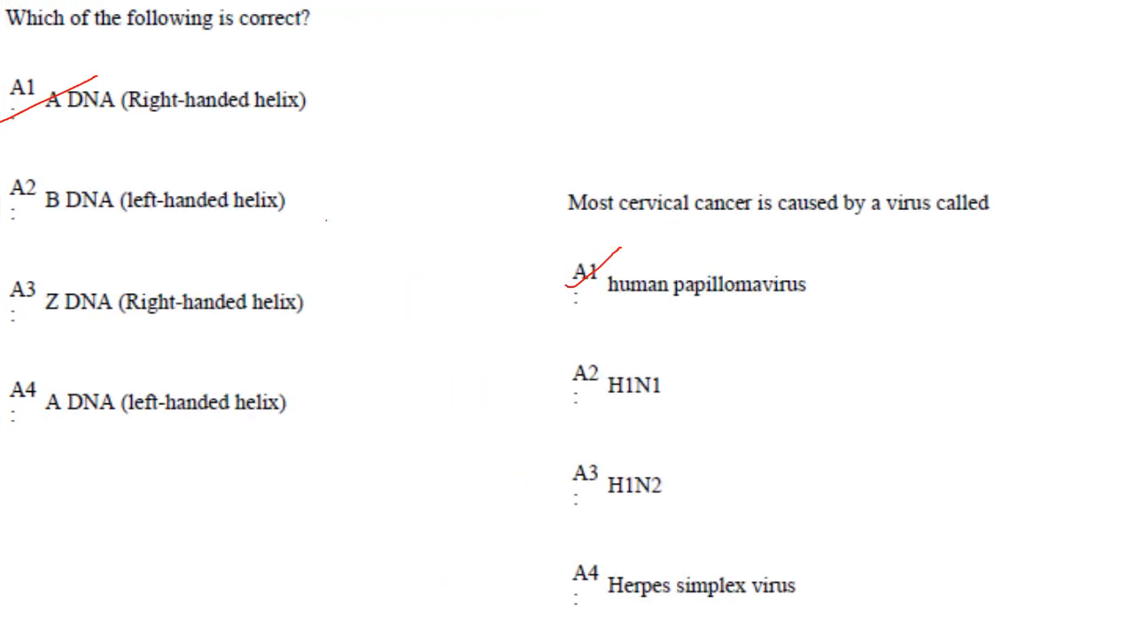Then which of the following is correct? A DNA, right-handed helix, that is correct. B DNA, left-handed, no, it is right-handed. Z DNA, right-handed, no, it is left-handed. And A DNA is a right-handed helix. So option 1 is correct.